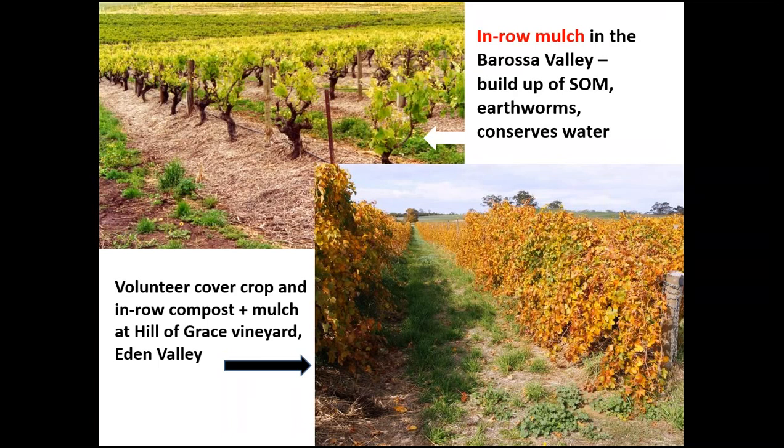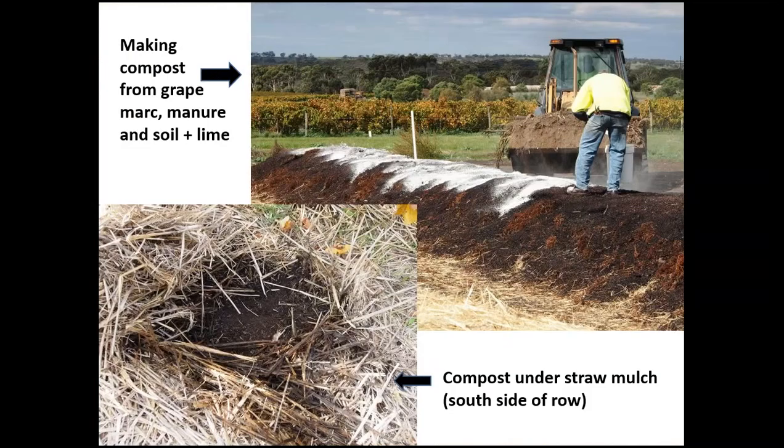Here's an example of actually making that compost from grape marc, manure, soil and lime, a time-consuming process, but nevertheless in the end you get benefits, and you can see the compost on the left-hand side there under the straw mulch, where it is protected to some extent and doesn't decompose too quickly.